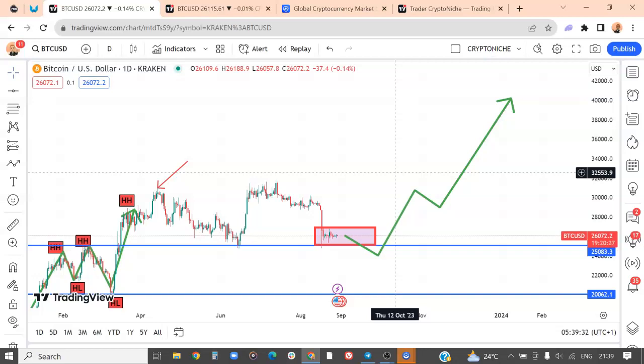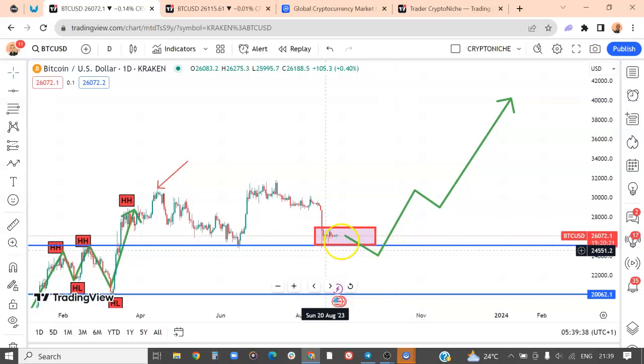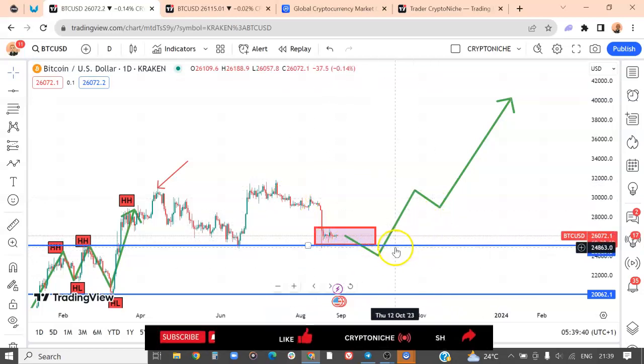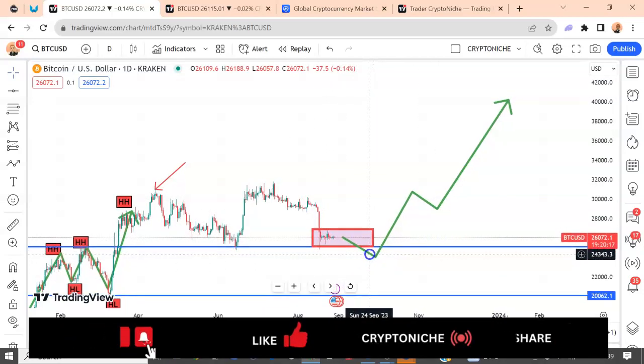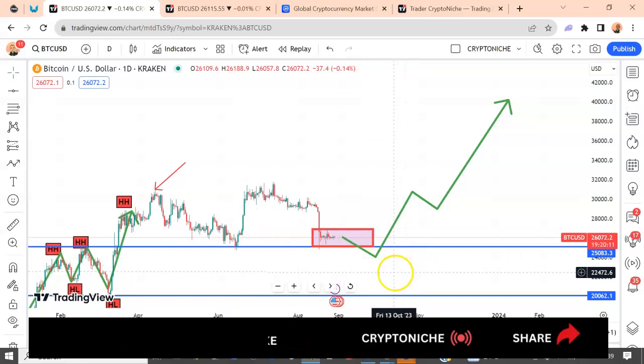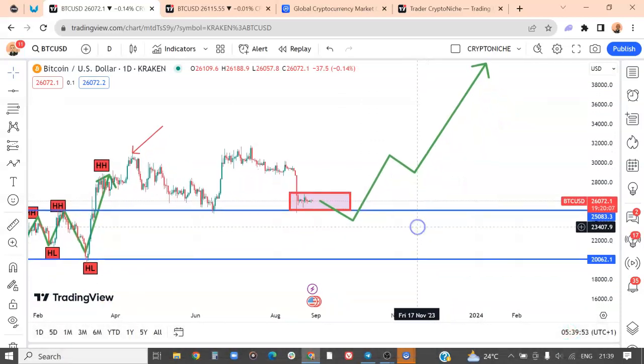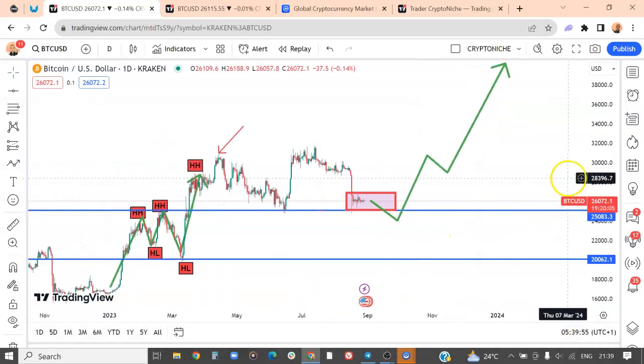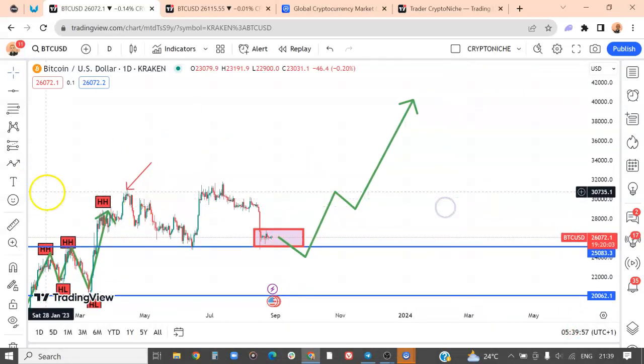So yeah, that's a possible movement for it, and it makes much sense. For long-term profitability, it makes much sense to have your entry now. Let's assume you have an entry here, for instance.